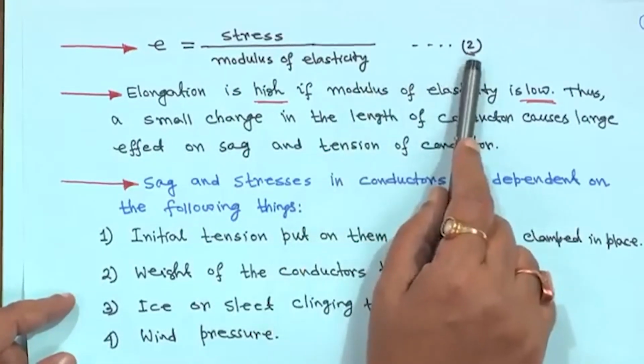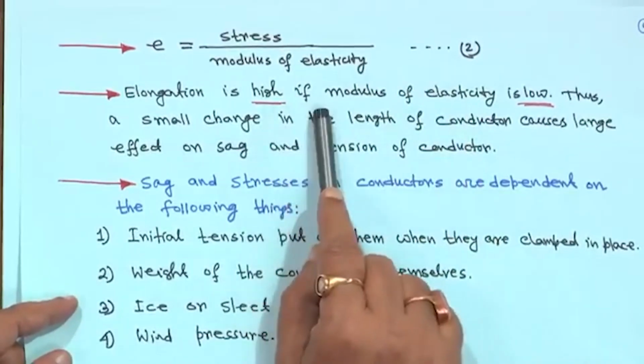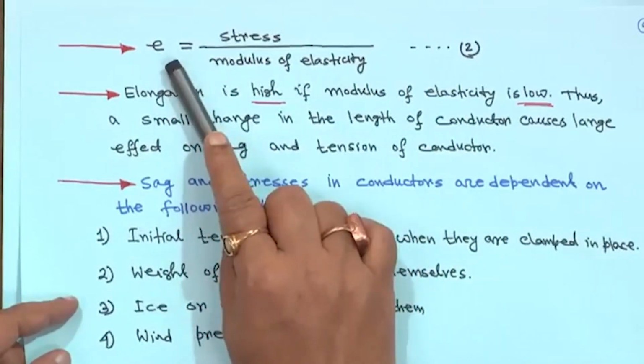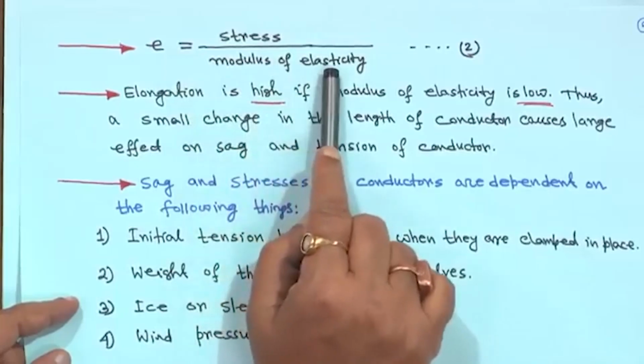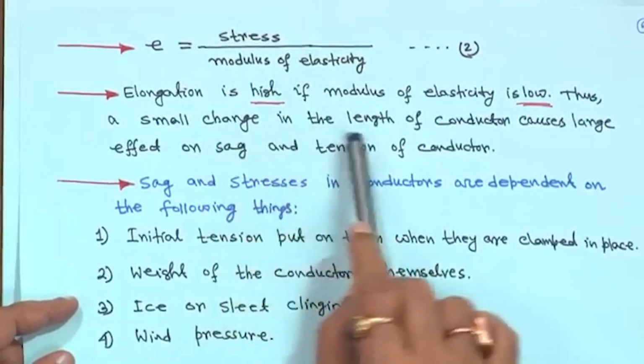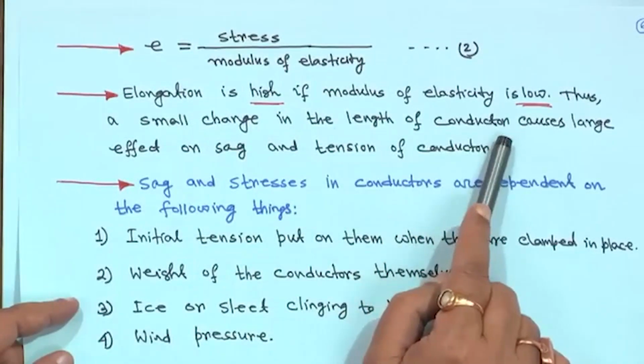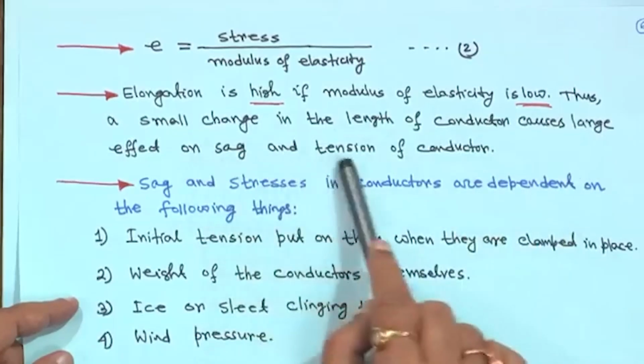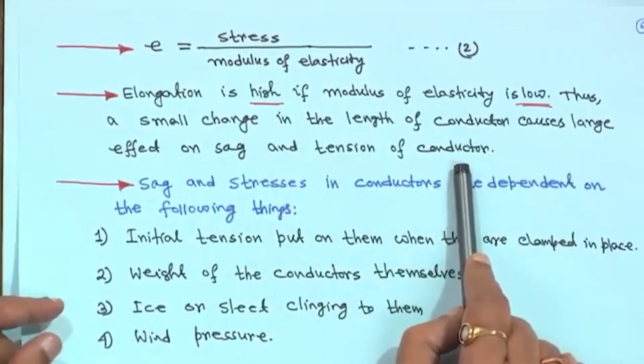This is equation 2. So, elongation E is high if modulus of elasticity is low, right. Thus, a small change in the length of conductor causes large effect on sag and tension of conductor.